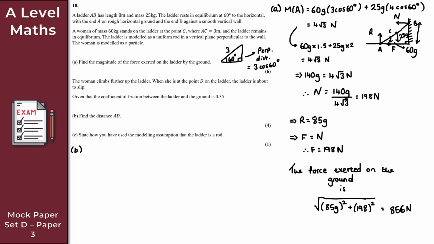So if you ever see a problem where it's about the ladder slipping, then we're going to use F equals mu R here, right? It's limiting. So F here is equal to mu R, okay? Now, I know what mu is because we're told that in the question. So this here, that is mu. And for R here, as we established in the previous part of the question, R is equal to 85g, right? So what I've got is 0.35 times R, which is 85g, okay? So that is 85g there, like so.